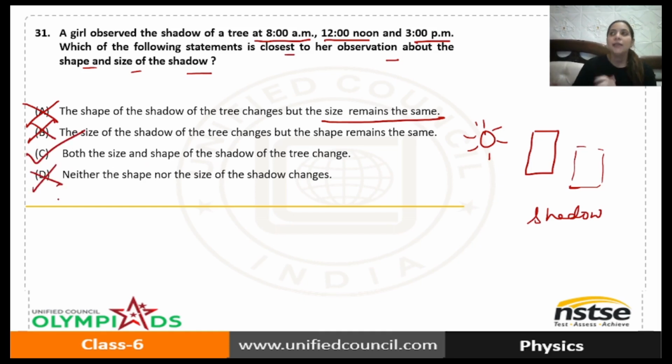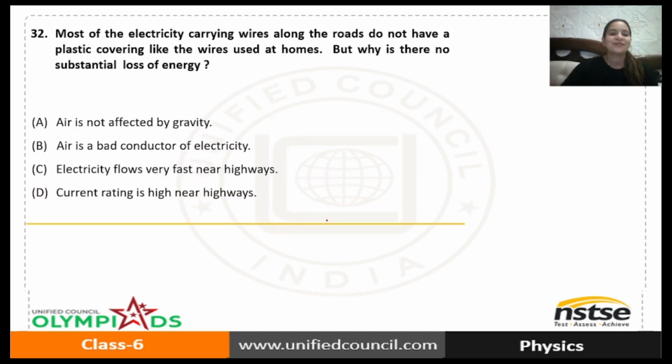It matters what the distance is between the source of the light and the object which is obstructing. That distance varies. That is the reason the shape and the size of the shadow of the tree or any substance keep on changing. And we also know that the sun is moving. In the afternoon it is just above our head, so the size of the shadow will be different. So the shape and size of the shadow of any object change as the position of the sun changes. So which option is correct here? Option C is correct. Next question.